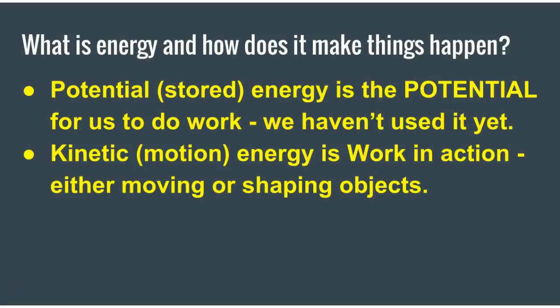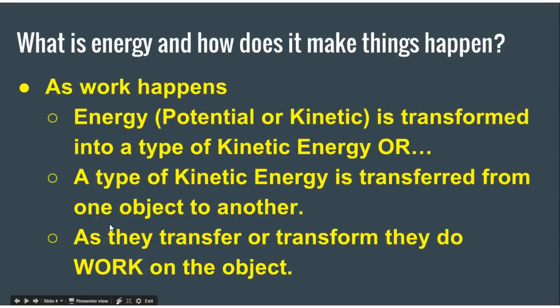Now, as you saw in the discovery lesson, there were two basic types of energy that we saw. There was energy that hadn't been used up yet and energy that was being used up, and we call them potential and kinetic energy. And as kinetic energy is in motion, we are actually either moving an object or changing its shape. In other words, we're applying the force. So to sum up what's actually happening, as work happens, that means an object's shape or position is being changed. You have energy, and it could be potential or kinetic, you'll understand this better later, that is transformed into another type of kinetic energy, or you can have one type of kinetic energy being transferred from one object to another. And as they transfer or transform, they do work on the object. They change its shape or they change its position.